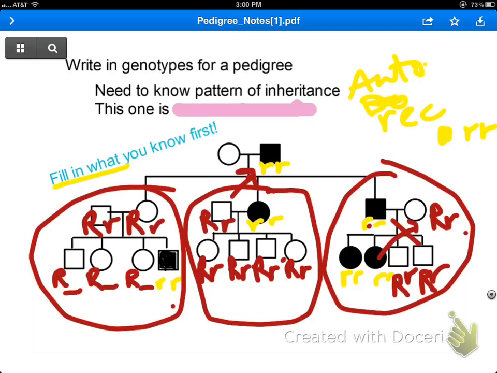We have one more person to figure out, and this is the grandmother that's up here. So if you look at her daughter over here, who has 2 lowercase letters, we know she's going to have a lowercase letter and thusly have to have an uppercase letter. So this is how you do a pedigree and figure out their genotypes. It takes a little bit of practice, a lot of erasure, and some trial and error.